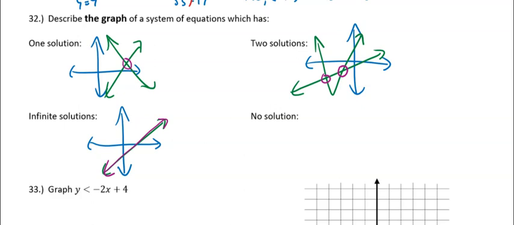And then no solution, again, the intersection is the solution. So if there's no solution, it means there can't be an intersection. So what I'm looking for here is parallel lines, okay? If I have parallel lines, they're never going to intersect, and therefore it's no solution. So it's just that idea of tying this idea of systems of equations to graphing and what that relationship is, okay?